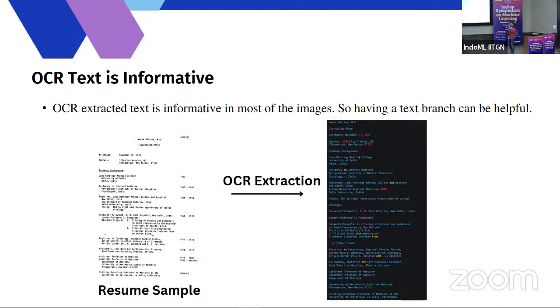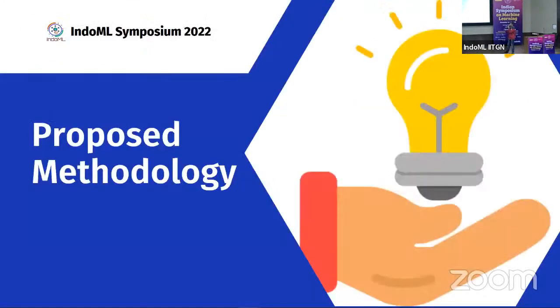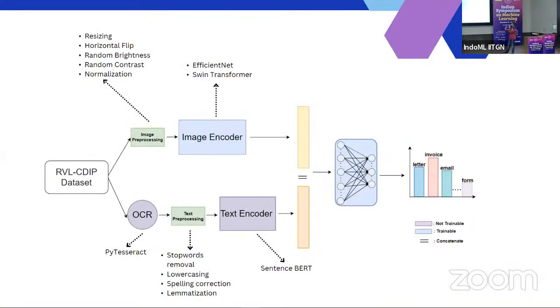So in general, for an image classification task, we have an image encoder followed by a classification layer. Here you can see text has more information than images for many of the classes. So having a textual branch along with the visual branch can be helpful. Based on that, this is the proposed methodology. There are mainly 2 branches: the top one is the visual branch and the bottom one is the textual branch.